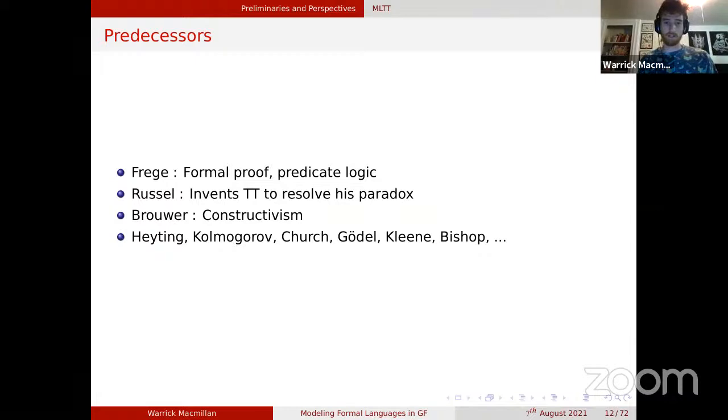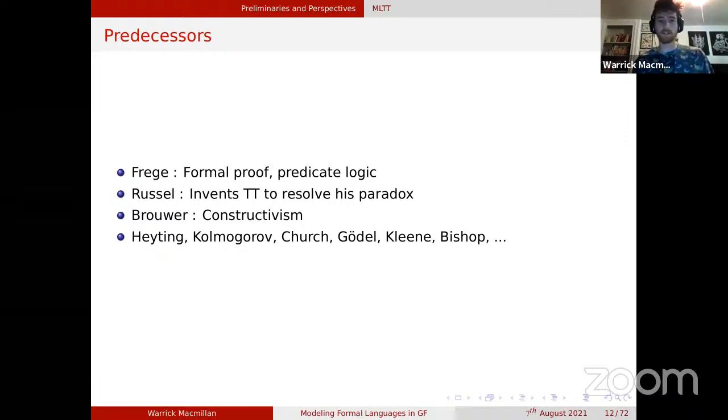Let's just name the predecessors to remind ourselves that Frege was the first to invent what's called a formal proof, which we'll define more completely later, and predicate logic or first order logic, in which to do these formal proofs, and formalizing what a proof is. Russell invented type theory to resolve his paradox, and this notion of universes. I guess most people are familiar with the Russell paradox. I don't want to butcher it by trying to say it off the top of my head.